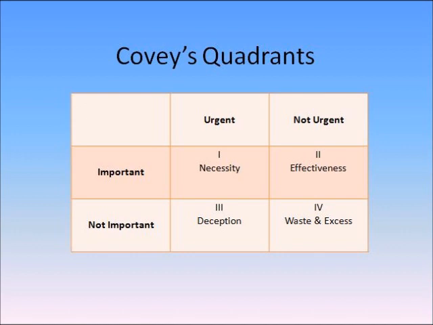This chart represents Stephen Covey's 4 time management quadrants. Quadrant 1 contains tasks that are both urgent and important. This is referred to as the quadrant of necessity. Quadrant 2 consists of tasks that are important but not urgent. One of my professors calls this the quadrant of effectiveness. Quadrant 3 contains tasks that are urgent but not important. This is the quadrant of deception. Lastly, Quadrant 4 consists of tasks that are neither important nor urgent. This is the quadrant of waste and excess.